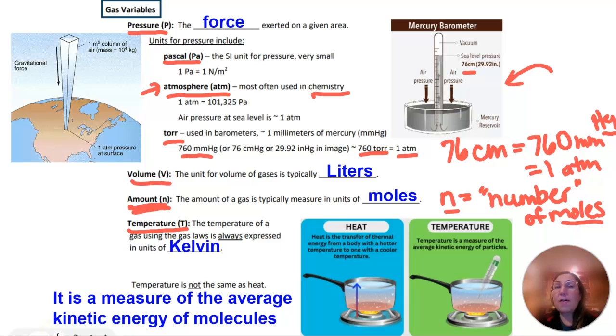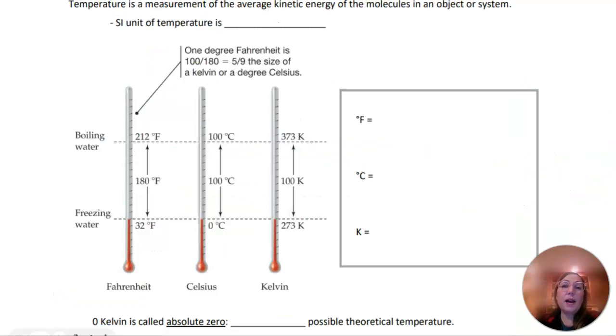Temperature is not the same as heat. Temperature is a measure of, on average, how fast the particles are moving. What's the average kinetic energy? So temperature is a measure of average kinetic energy of particles. Heat is about transfer. Heat is the transfer of thermal energy from a hot body to a cooler one, from something that's hot to something that is colder. So temperature is really telling us about, on average, how fast these particles are moving. It's a measurement of average kinetic energy of molecules in an object or in a system. And our SI unit of temperature is Kelvin.